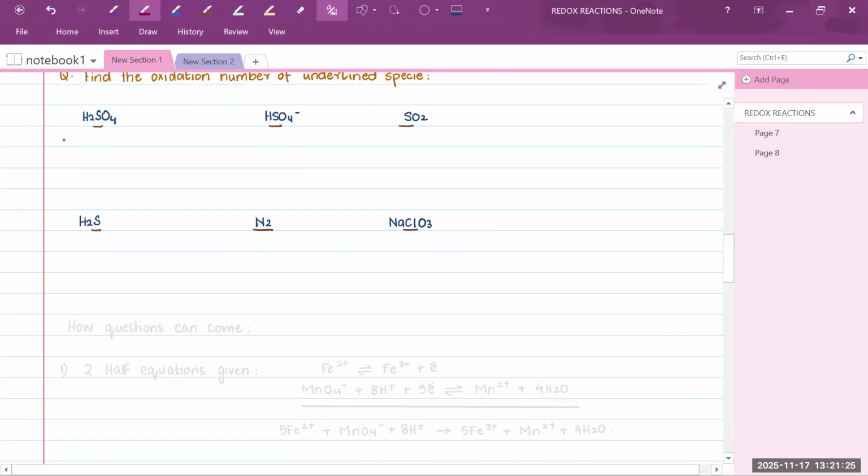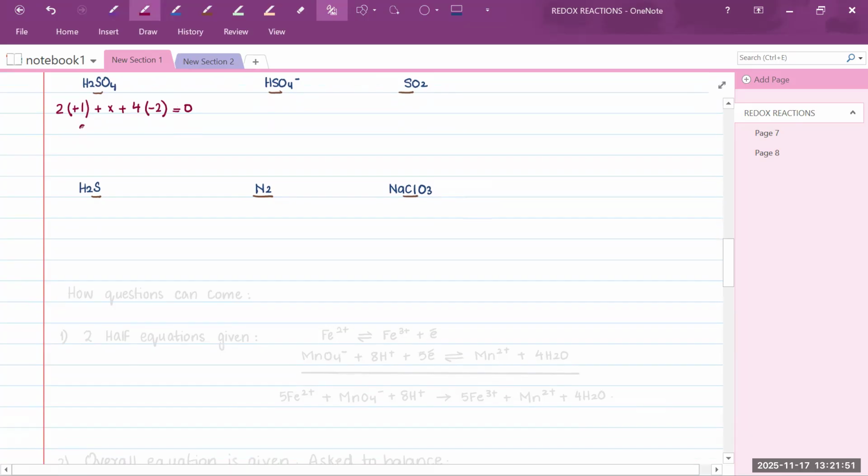Okay, so we know there are 2 hydrogen in this. We write 2, right? The oxidation number of hydrogen is +1, you all know. Now we have to find the oxidation number of sulfur, which is X, plus we have 4 oxygen, and each oxygen has an oxidation number of -2. The overall charge on the compound is 0. Now this is 2 plus X and -8 equals 0. 2 minus 8 is -6.